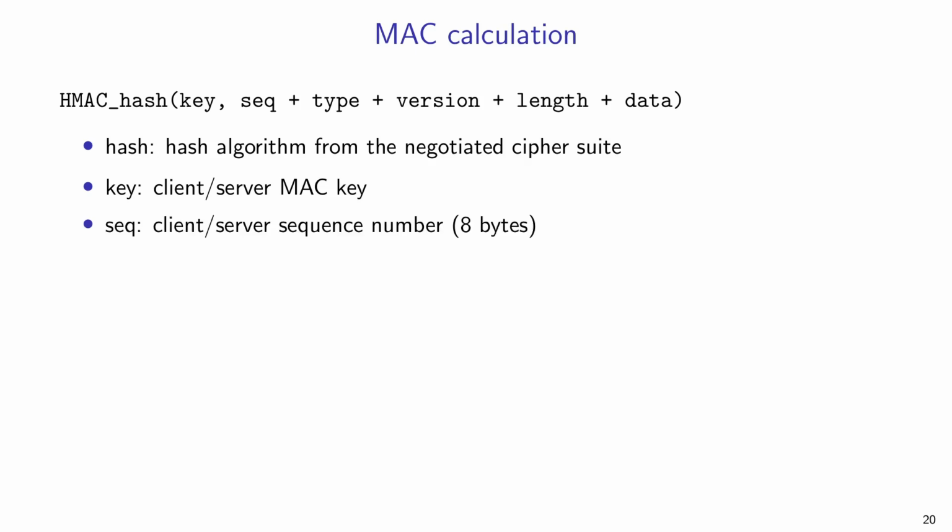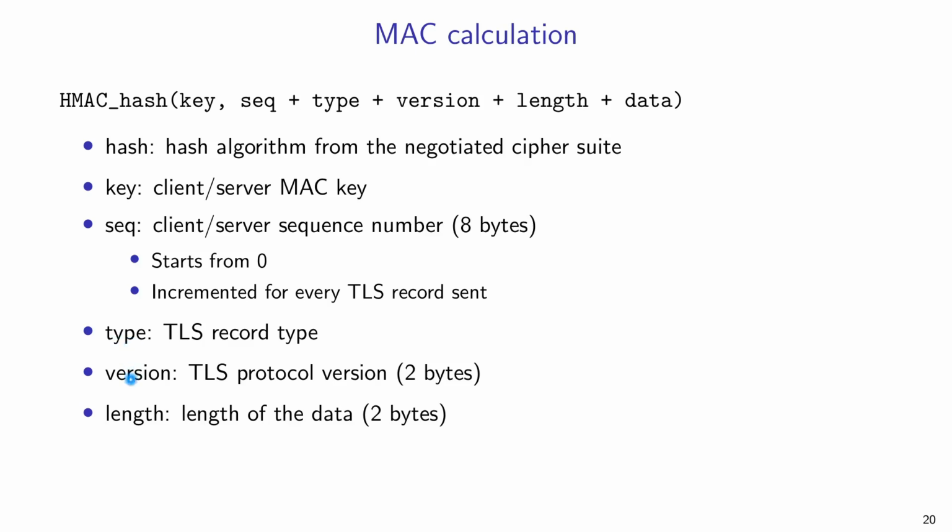Seq is an 8-byte sequence number that is maintained by the client and server separately. It starts from 0 and is incremented for every TLS record sent to the other party. The sequence number prevents replay and reordering attacks. If the attacker tries to do that, the verification will fail because a wrong seq number will be used by the recipient to verify the MAC.